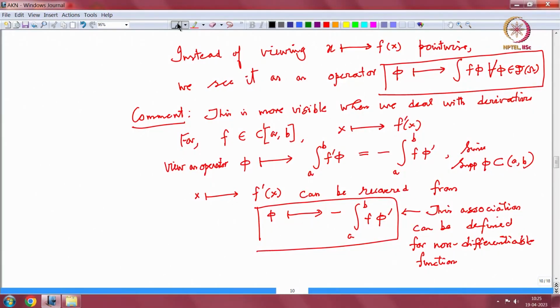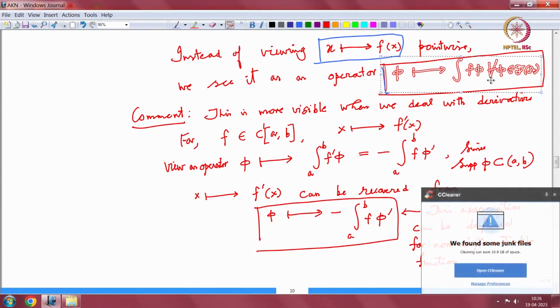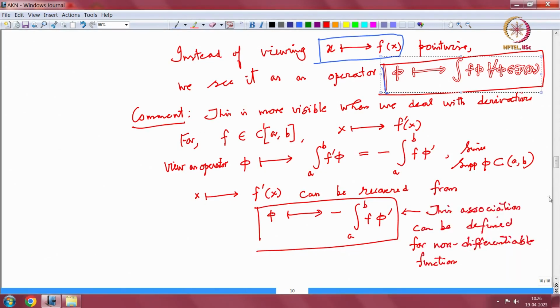In the last page, you see you have an association here as a function. Instead of that, we associate in this way. So you associate f going to the functional f. You have to try to understand that phi goes to the integral of f phi, and this is more relevant. The importance of that association will soon come when you deal with differentiable functions.